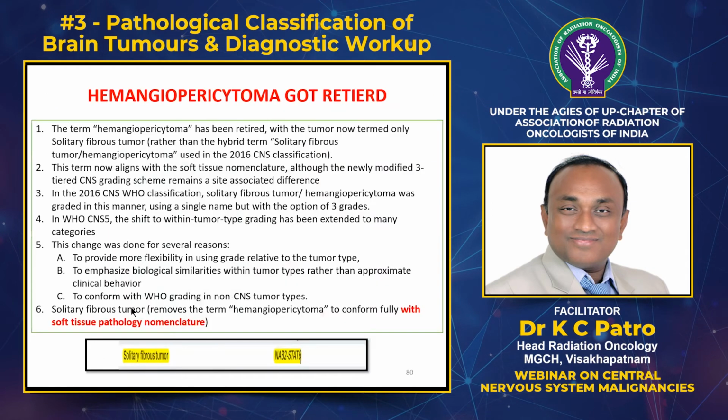So hemangiopericytoma, if you see, the word does not exist now. The tumor is known as a solitary fibrous tumor. It is not related to any of the meningioma groups. It is like a soft tissue tumor pathology. Why have they changed it? To provide more flexibility using the grade related to the tumor type, biologically similar to sarcoma, and to confirm that it is a non-CNS tumor type. So there is no hemangiopericytoma existing now.